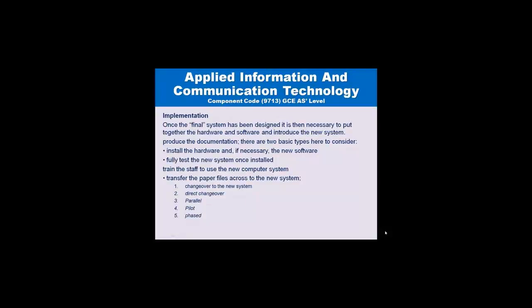Then phase conversion: you implement the first part, then the second part, then the third part. For example, if you are implementing user registration or employee registration, the next part will be accounts, and the third part will be, let's suppose, HR. So you are implementing things in phases.